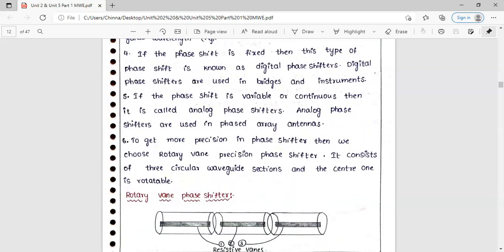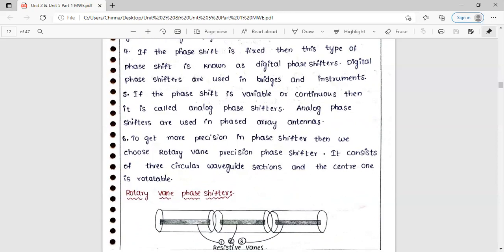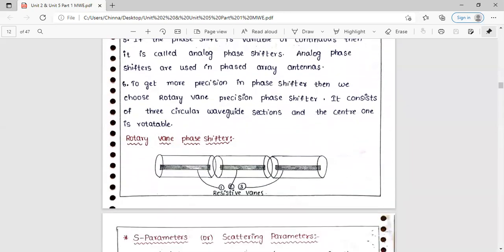It consists of three circular waveguide sections. The center one is rotatable. So here you can see all three vanes, each considered as a circular waveguide section. The center one will be rotating, similar to the rotary vane precision attenuator. The operation is also similar.